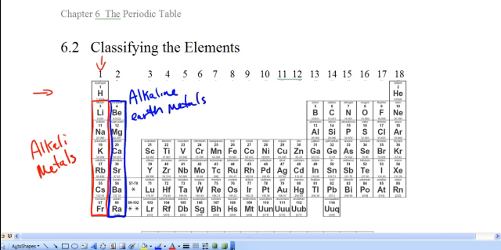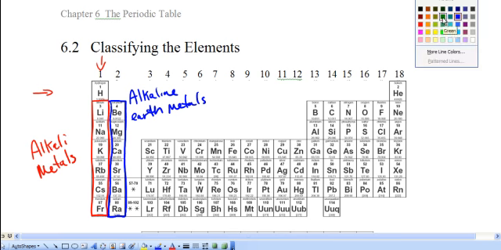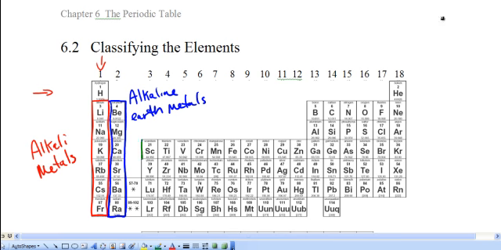Now, the alkaline earth metals also will form basic solutions. From what I understand, the term earth is an old term that people use to describe something that often was connected with oxygen. So you would often find calcium, magnesium, strontium, etc. in some type of oxide form. All right, don't quote me on that, but that's generally what I've understood that to be.